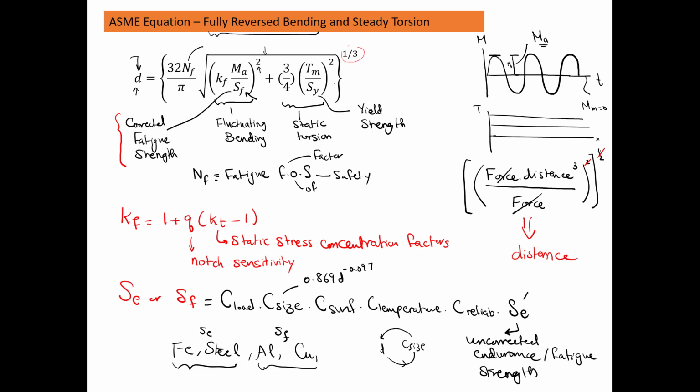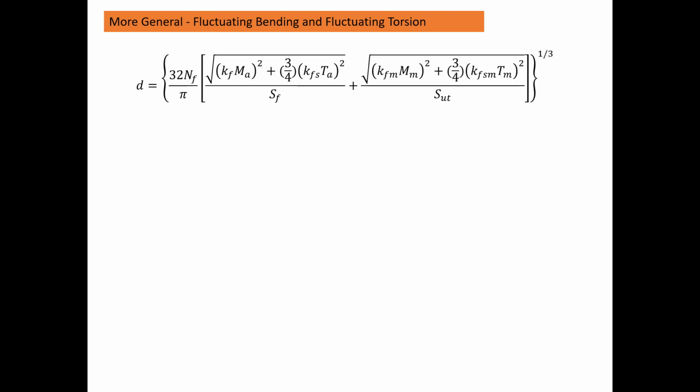But before we do that, let's look into the more general equation, which is the fluctuating bending. So it's not fully reversed, it's not repeated, so it can be, but that's a special case, and fluctuating torques as well. So that's the equation. It has the 4 parts. It has the fluctuating moment, mean moment. It has the fluctuating part of the torque and the mean part of the torque.